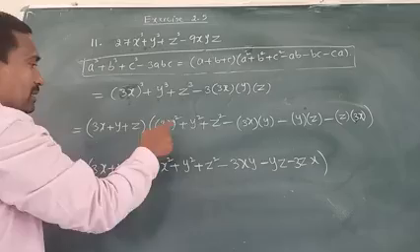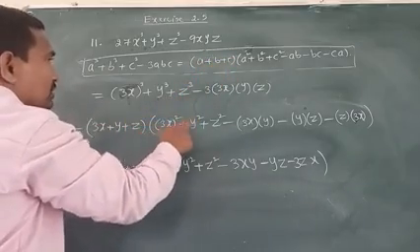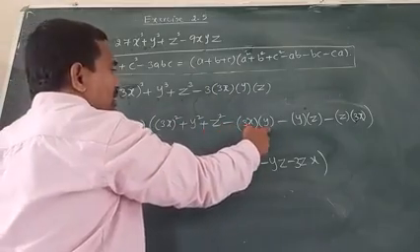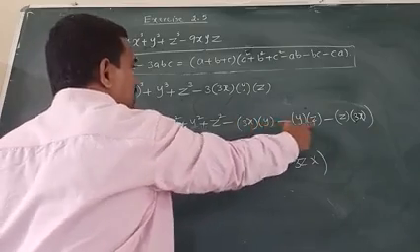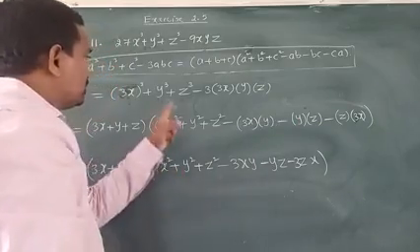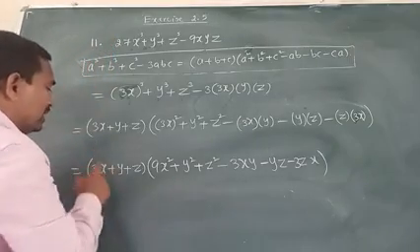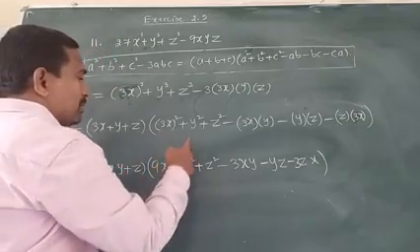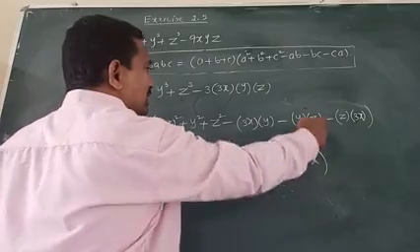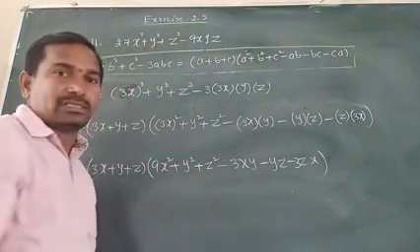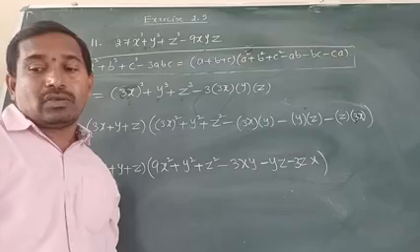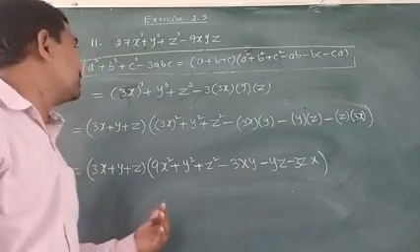3x plus y plus z, into a square plus b square: 3x whole square plus y square plus z square, minus ab, minus 3x into y, minus bc, y into z, minus ca, z into 3x. So that is 3x plus y plus z, 9x square plus y square plus z square minus 3xy minus yz minus 3zx. Okay, so using this identity we can simplify some problems.